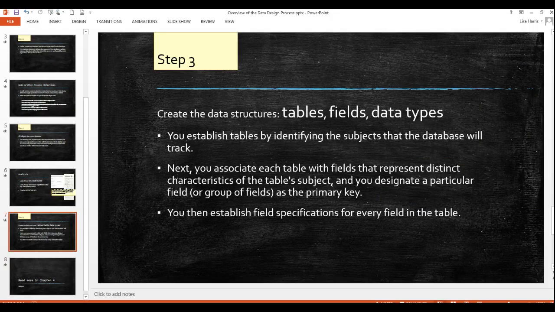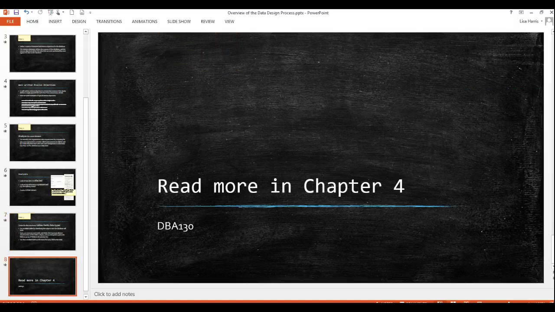Okay, so then step 3, once you've analyzed all the data, you then start to create the tables, fields, and data types. And if you want to read more about the overall design process, take a look in Chapter 4.